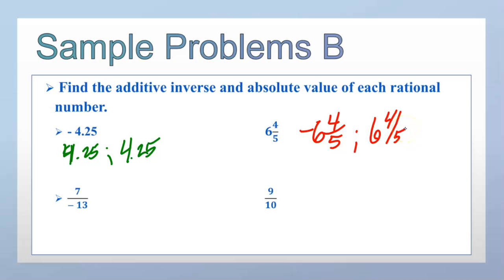So again, our absolute value is always going to be a positive number. The opposite of a negative 7/13 is a positive 7/13. The absolute value of negative 7/13 would be a positive 7/13. And our last one, the opposite of 9/10 is a negative 9/10. And the absolute value of 9/10 is 9/10.